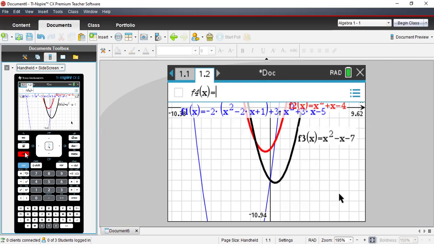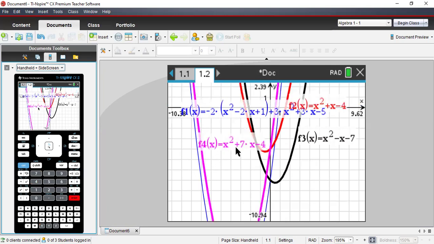All right, now I'm going to do the third one. I'm going to press tab, and then put in x squared plus 7x minus 4, and I press enter. Now this one is closer, but it still doesn't match, so it's not the answer. They're not equivalent graphs, so they can't be equivalent functions.